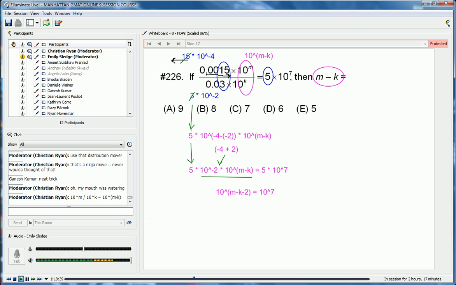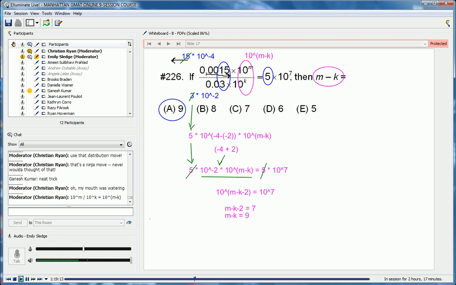Yeah, exactly. And in fact, we can shave a little bit off here if we recognize that we have the 5 on both sides, so we can just cancel it and deal with those powers of 10. By exponent rules, we just add the exponents. So it's m minus k minus 2, right? And now we have common bases on each side. If the bases are the same, the exponents must be the same. So m minus k minus 2 equals 7, which means that m minus k equals 9. And that's the right answer.